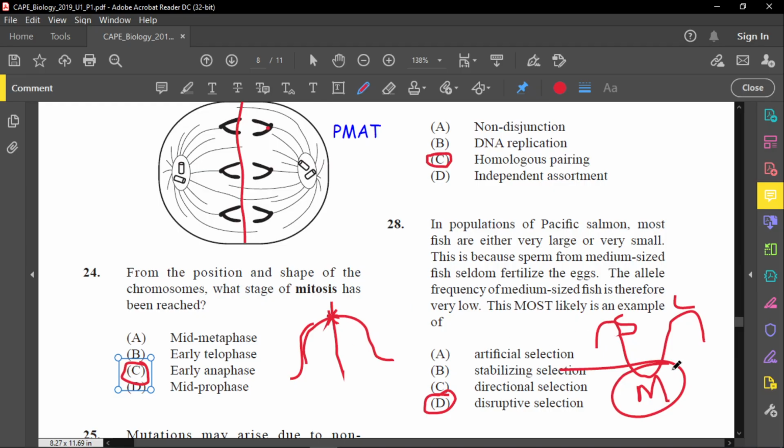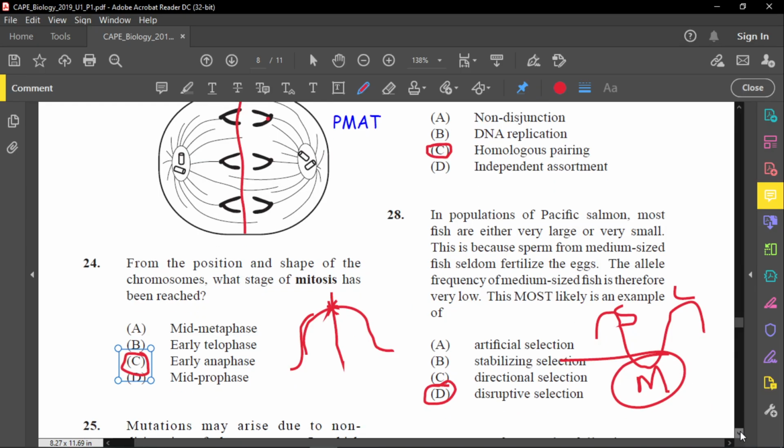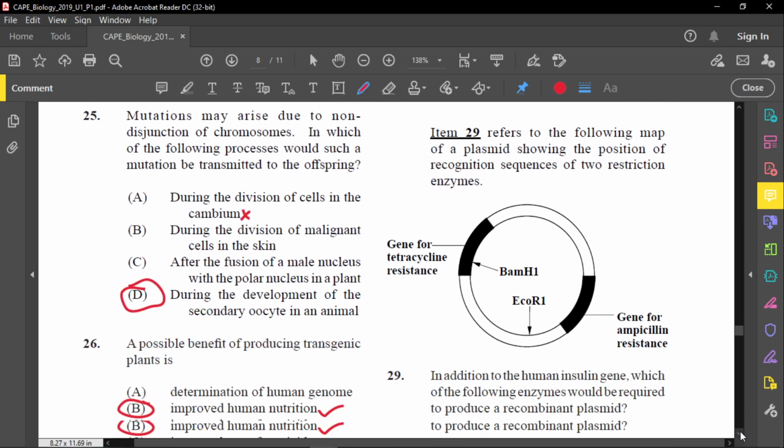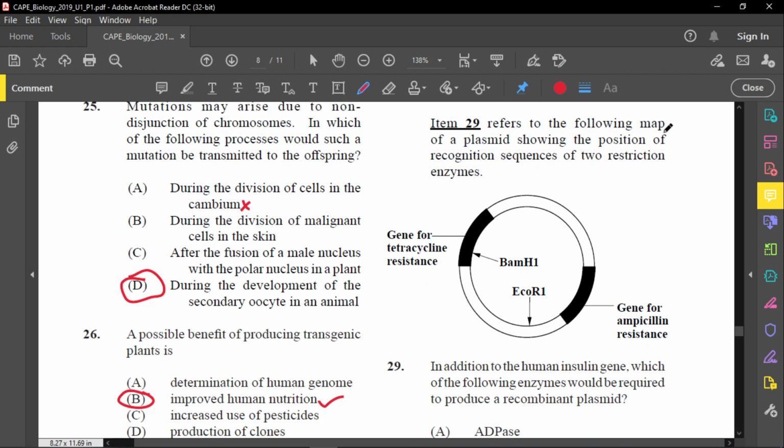All right, so now let's go to question number 29. Question number 29 refers to the following map of a plasmid showing the position of recognition sequences of two restriction enzymes. So you have two restriction enzymes right here. You have the gene for ampicillin resistance, and here you have the gene for tetracycline resistance.